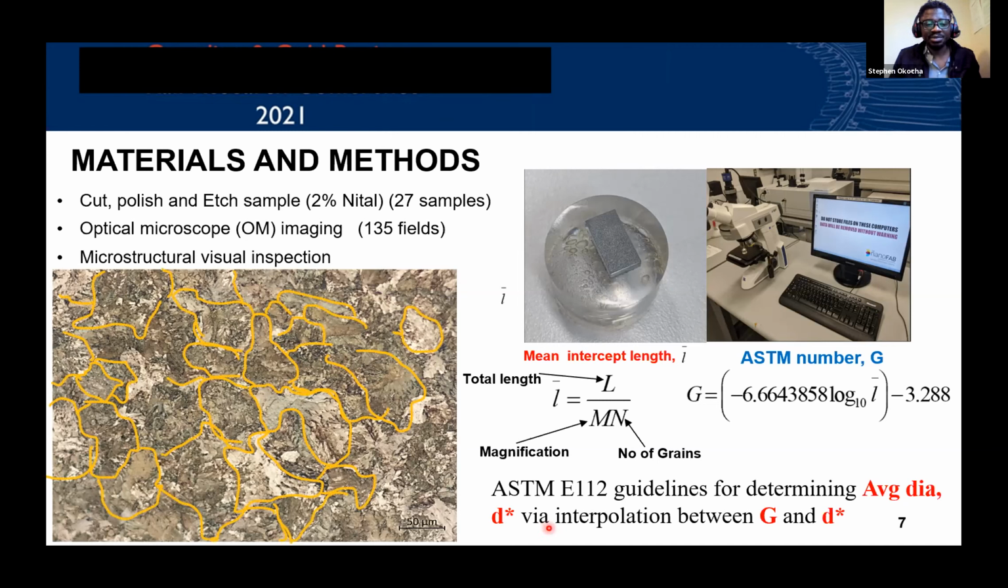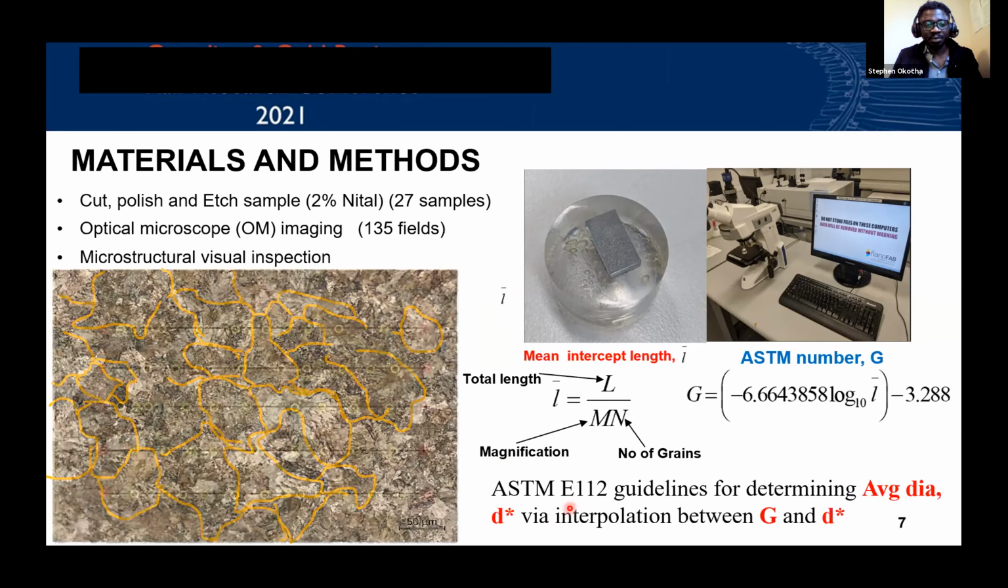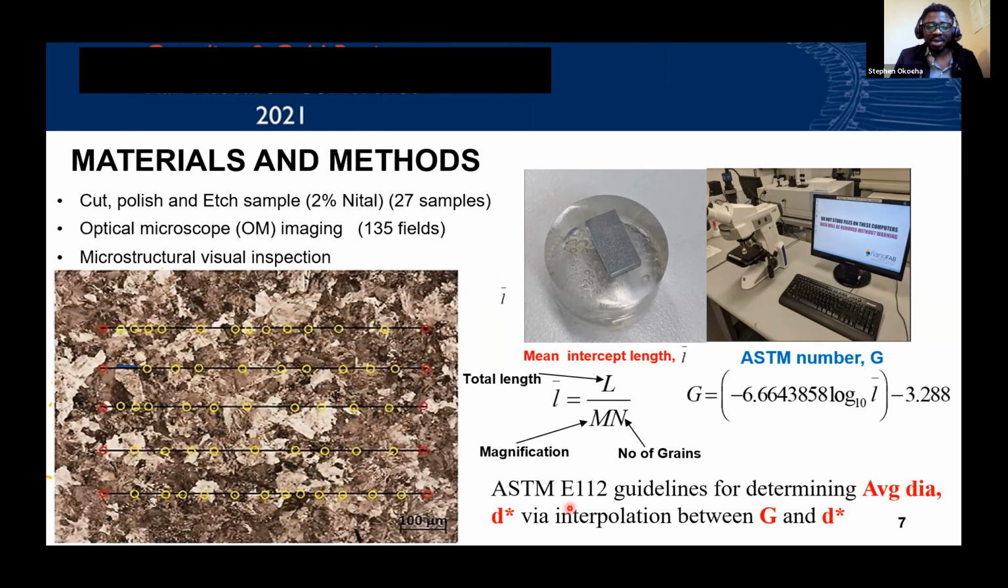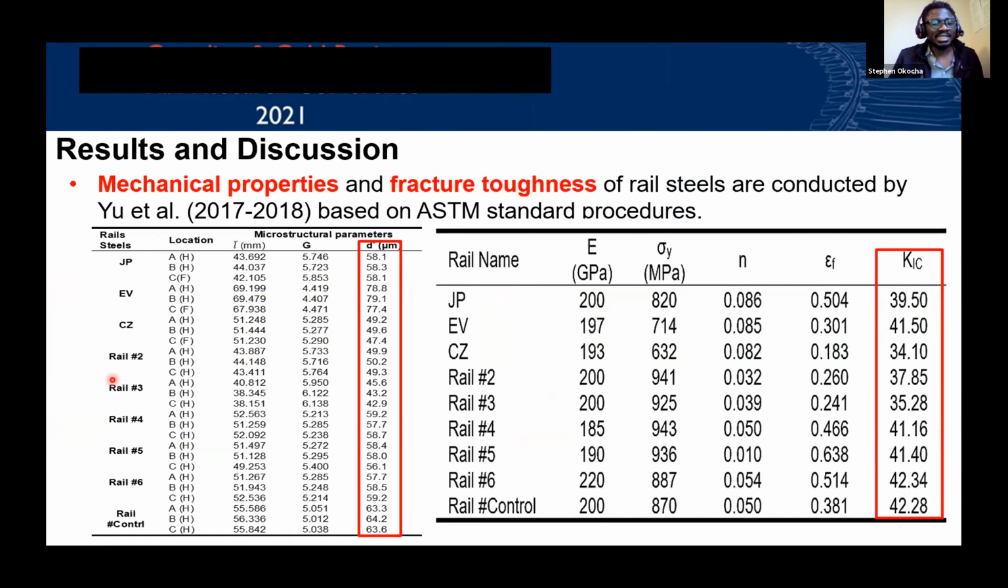Then by using the ASTM E112 guidelines, we were able to map out and get what we call the mean intercept length. The aim of doing this is to see if we can estimate the average diameter of the rail steels. Looking at the slides here, in the first table we have the mean intercept length and the ASTM number. All these are microstructural parameters, but the main interest is the average grain diameters. The average grain diameters range from about 42.9 to about 71.1 microns.